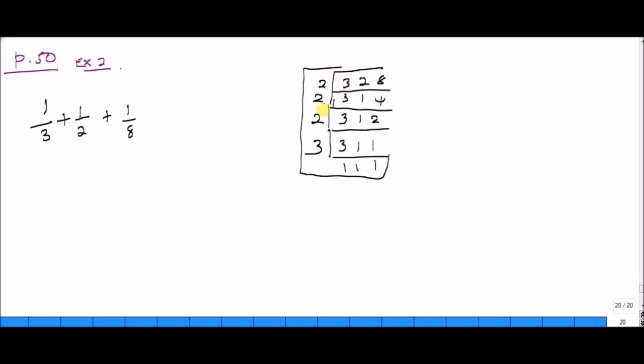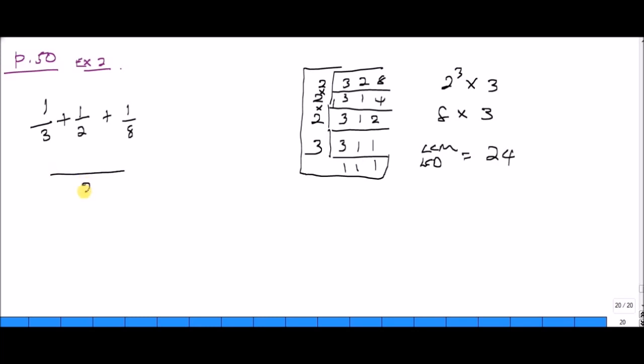And multiply everything outside. So we have 2 times 2 times 2, which is 2 cubed or 2 to the third, multiplied by 3. What's 2 to the third? 2 times 2, 4, 4 times 2, 8. So it's 8 multiplied by 3, so our LCM or LCD is equal to 8 times 3, which is 24.